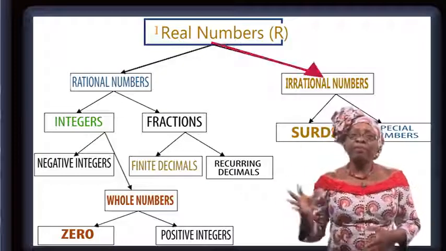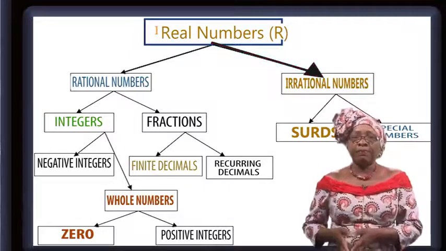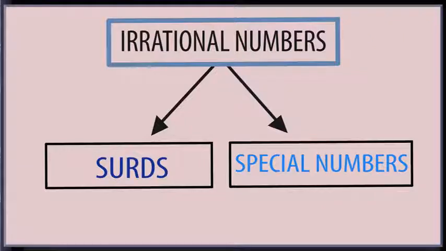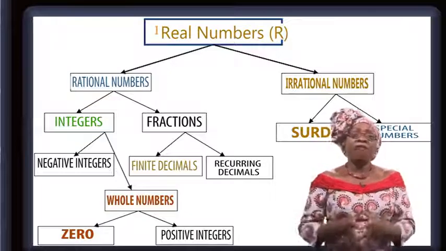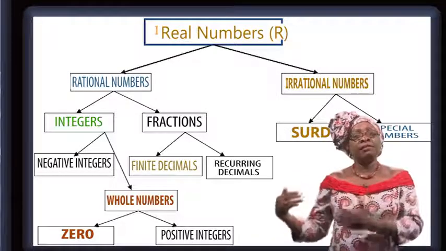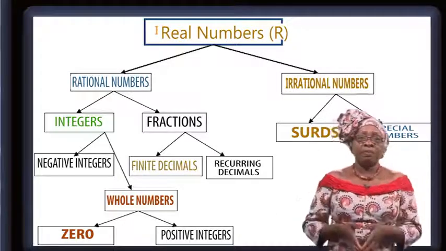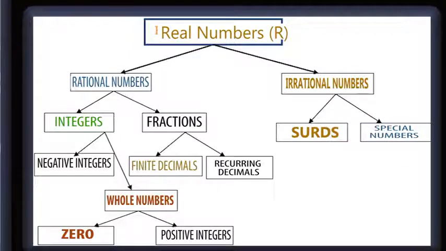Now, on the other arm, from the real numbers, we have the set of irrational numbers. Irrational numbers are numbers that go with the square root sign, which we call surds, or the special numbers like pi. Now, this is like having a whole country, and then you have smaller regions, and then further, you have smaller districts, all under the country. You need to study this chart and understand it very well.